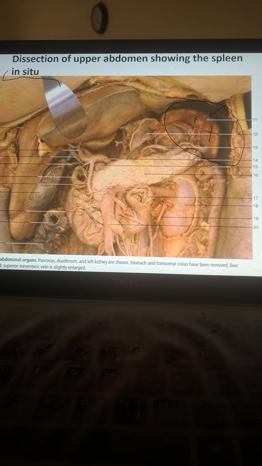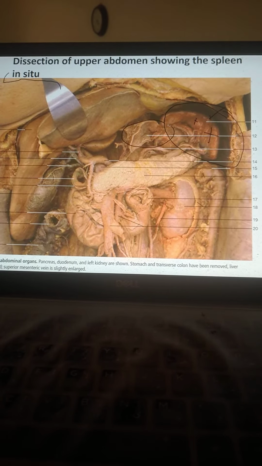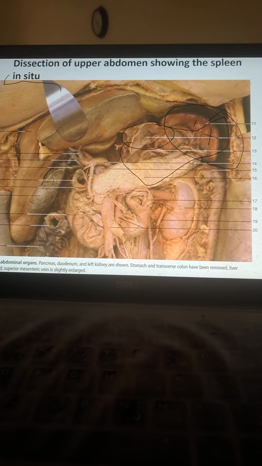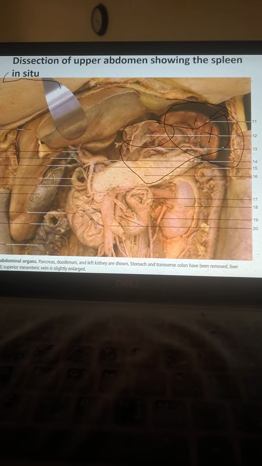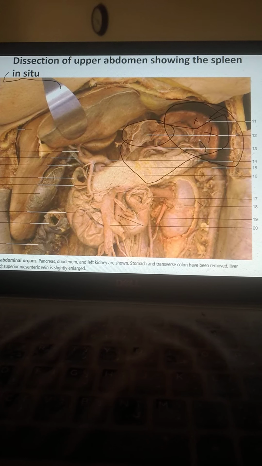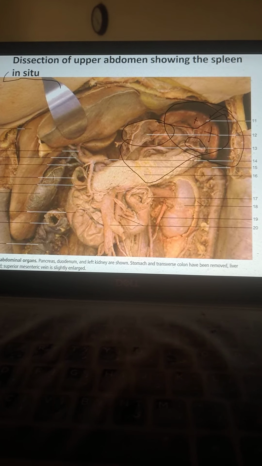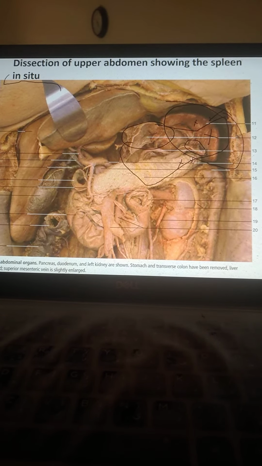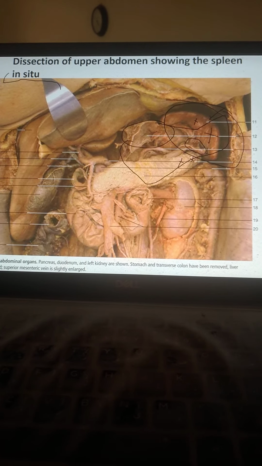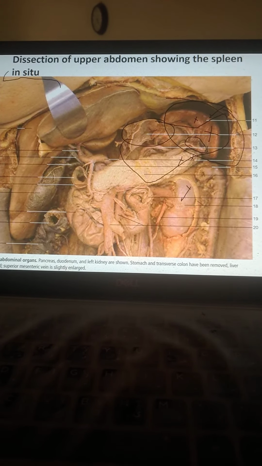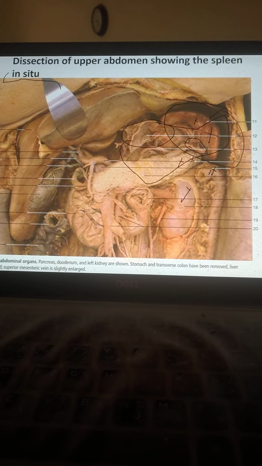Spleen also is, as you see here, here's the stomach, here is cut. So that means the spleen is here deep to the stomach, where it forms part of the stomach bed. And also, if you look here, here's the splenic hilum, which receives the splenic vessels, and also the tail of the pancreas here. If you look here, some organs are deep to the spleen, like the left kidney here. And also, some organs are below the spleen, like the left colic flexure here.